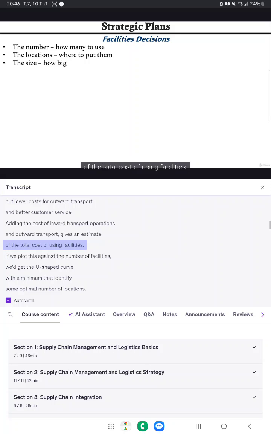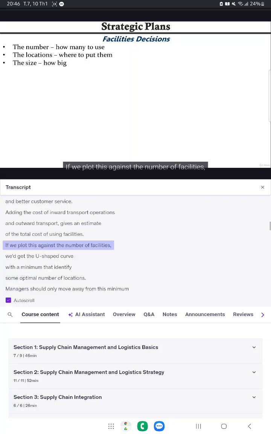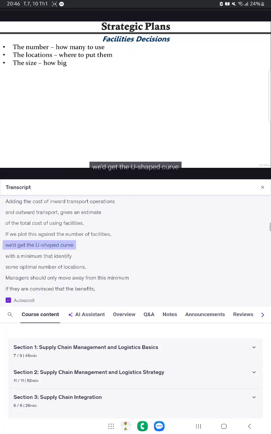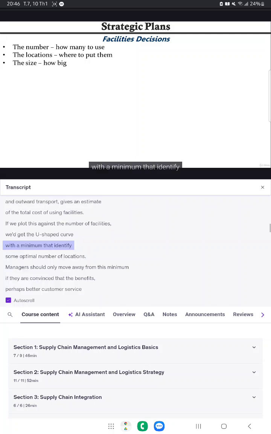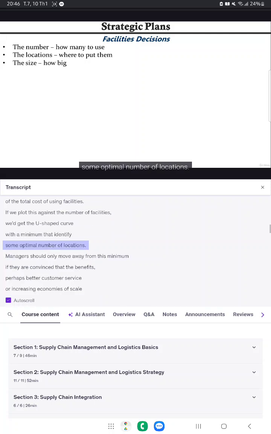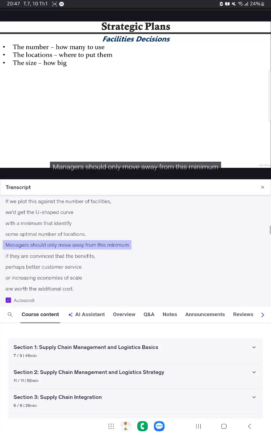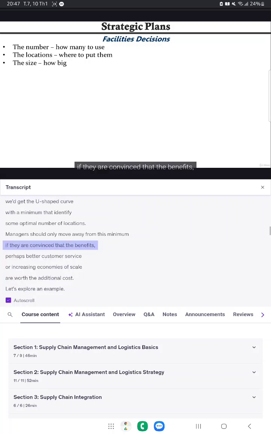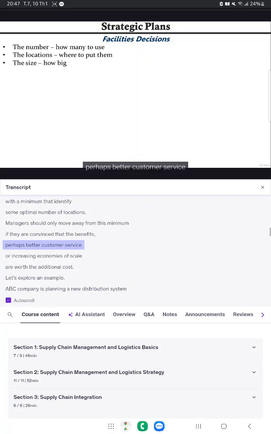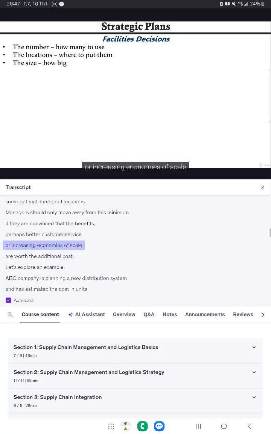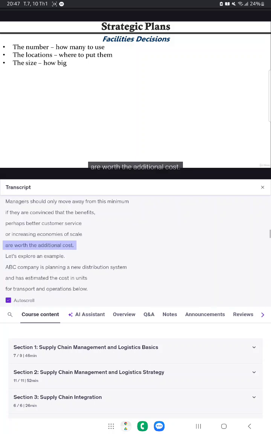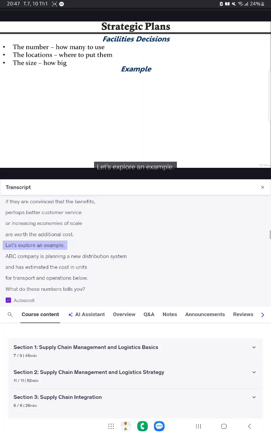Adding the costs of inward transport, operations, and outward transport gives an estimate of the total cost of using facilities. If we plot this against the number of facilities, we get a U-shaped curve with a minimum that identifies an optimal number of locations. Managers should only move away from this minimum if they are convinced that the benefits, perhaps better customer service or increasing economies of scale, are worth the additional cost. Let's explore an example.